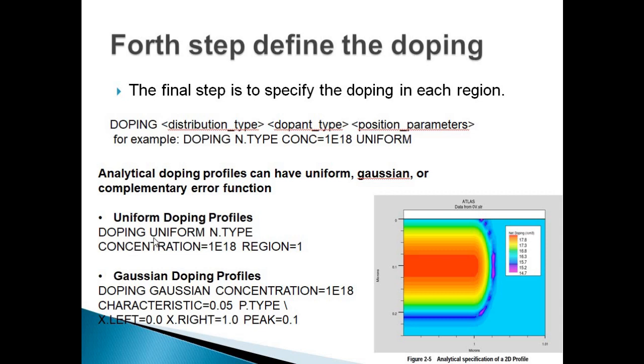The first doping statement specifies a uniform n-type doping density of 10 to the power 18 per centimeter cubed in the region 1, that was previously labeled as region 1. The position parameters x.min, x.max, y.min and y.max can be used instead of the region number. The second doping statement specifies a p-type Gaussian profile with a peak concentration of 10 raised to the power 18 per centimeter cubed.